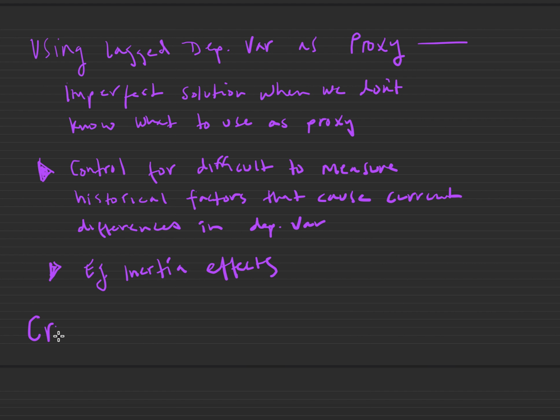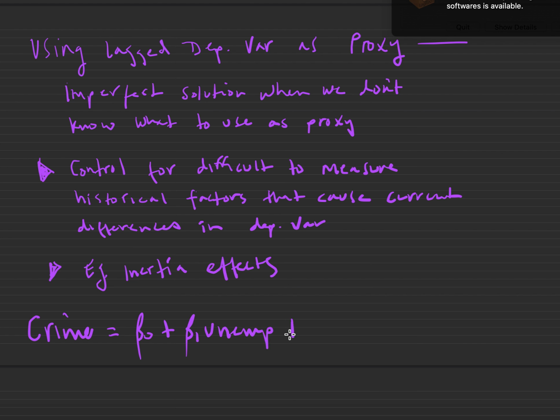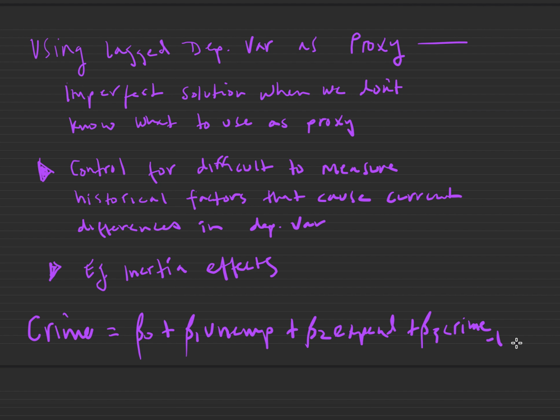So we have an equation, crime is equal to beta naught plus beta 1 times unemployment plus beta 2 times expenditures plus beta 3 times crime from the previous period plus u. To do this, we would require crime from this year and crime from last year, unemployment this year, expenditures this year.